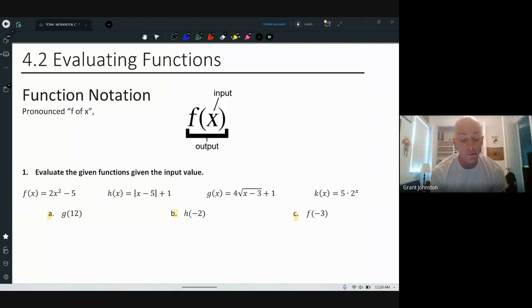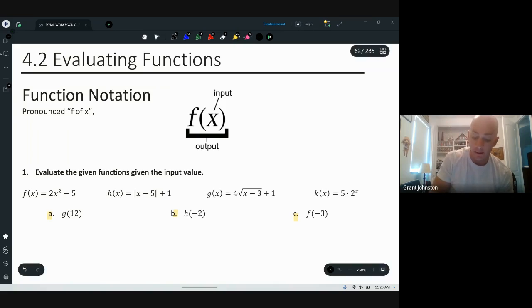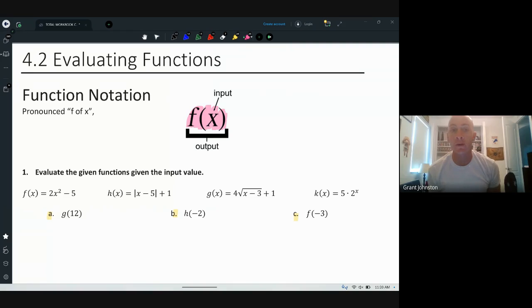All right, evaluating functions. So this is probably your first introduction to function notation. When we see this f parentheses x close parentheses, how do we pronounce it? We pronounce it f of x. Like the entire year, you're going to hear people pronouncing it f of x, or g of x, or k of x, or even f of b or f of c. It doesn't matter, letters are in there. But that's how you would pronounce it.